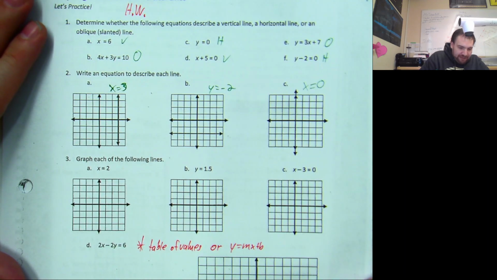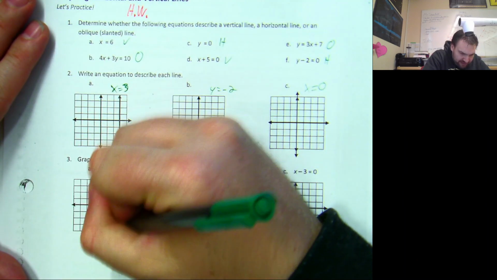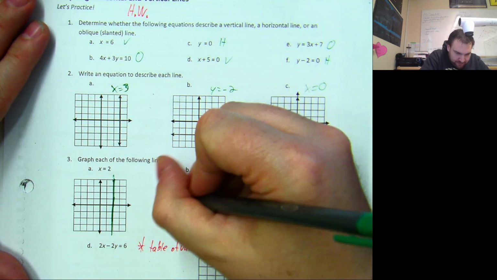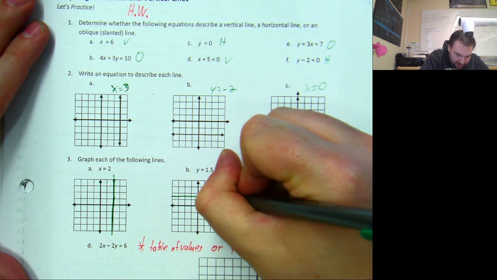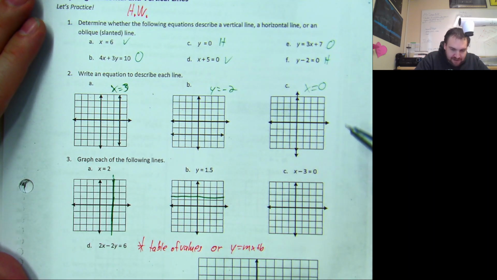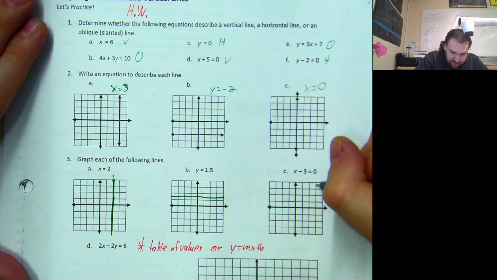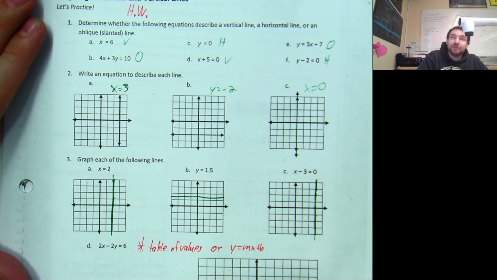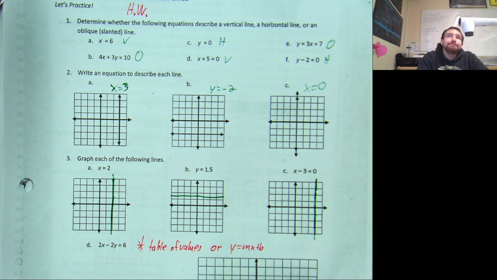Graphing each of the following lines, this one's going to look like this. Y is equal to 1.5 is going to go right there. And X minus 3 equals 0 is going to be right here, because when you solve for X, it's going to equal 3.